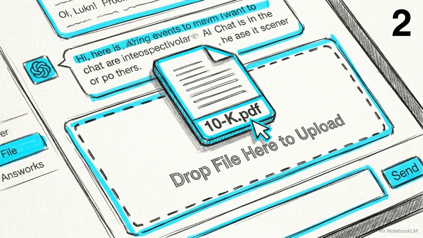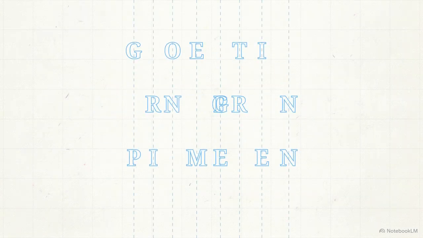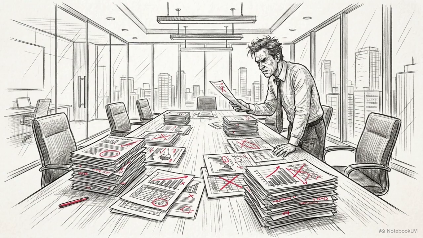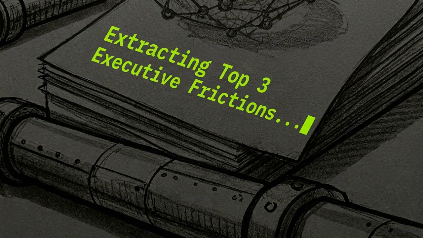Do not make the rookie mistake of asking the AI to simply summarize the report or explain what the company does. We are engineering a pipeline, not asking for a book report. Generic summaries kill momentum because they completely fail to uncover the specific, urgent problems a CEO is actively trying to solve. Instead, copy and paste this exact friction finder prompt.